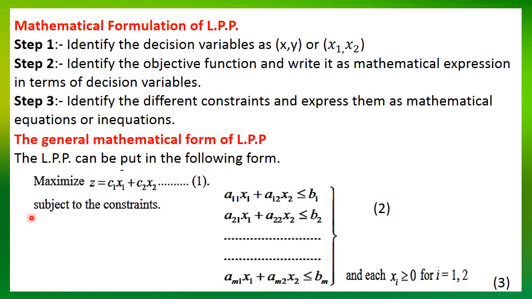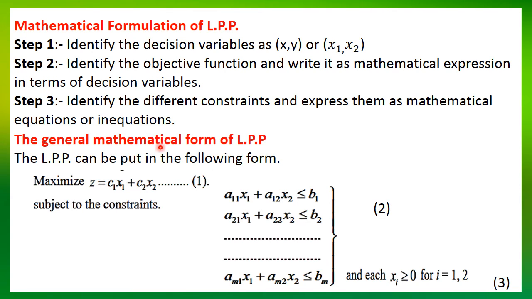Now we will learn the mathematical formulation of LPP, that is how to convert a word problem into the form of an LPP. Step 1. Identify the decision variables as x and y, or x1 and x2. Step 2. Identify the objective function and write it as a mathematical expression in terms of decision variables. Step 3. Identify the different constraints and express them as mathematical equations or inequations.